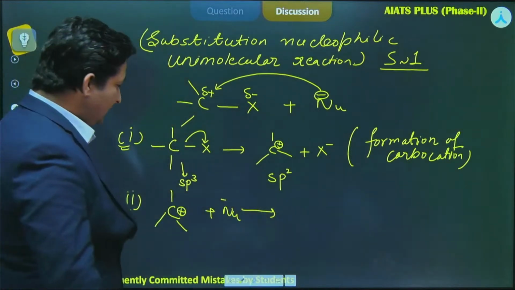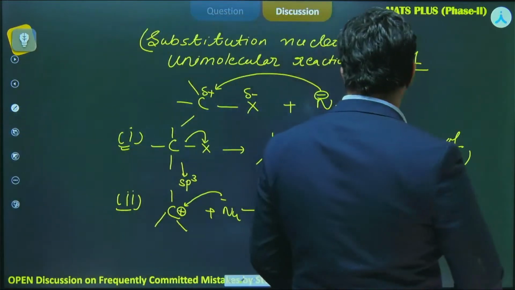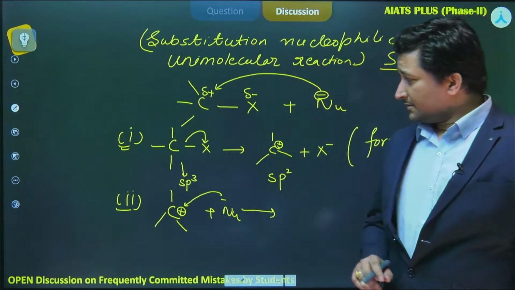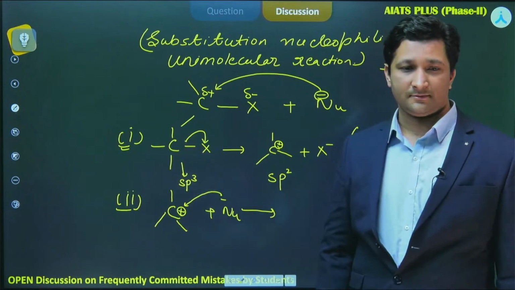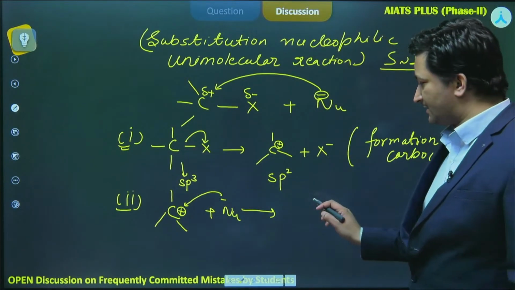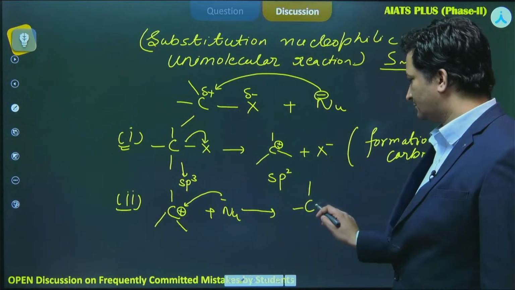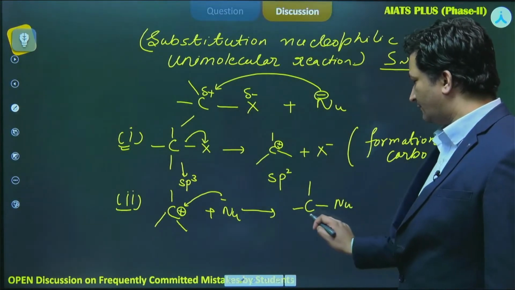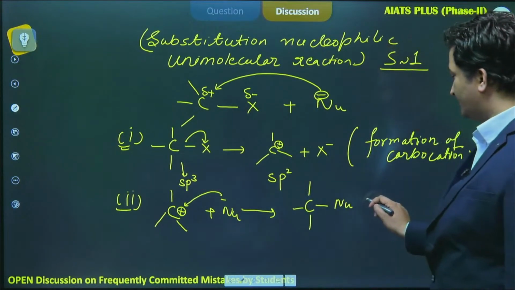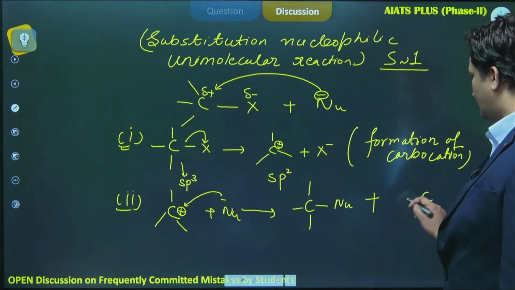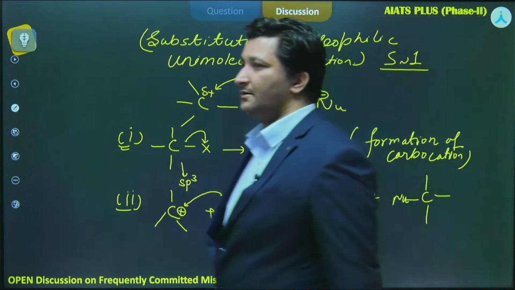Okay, and this nucleophile will form a bond here. Now, one thing you have to understand here is that there is a certain configuration in this initial haloalkane. Now, the probability is that the nucleophile can attack on the same side on which the halogen was present, or even on the opposite side. Due to this, what will happen?